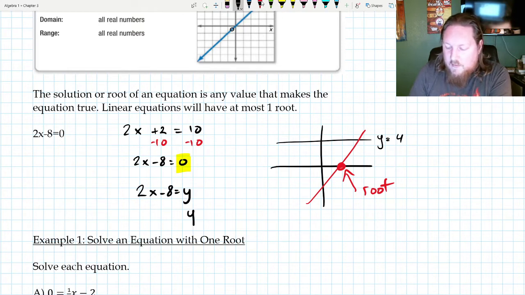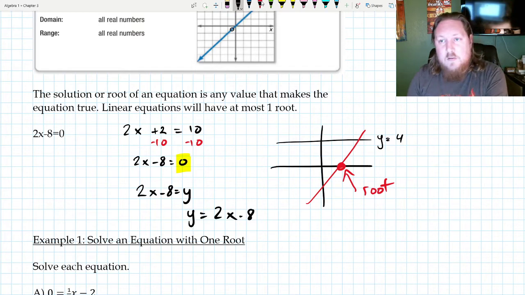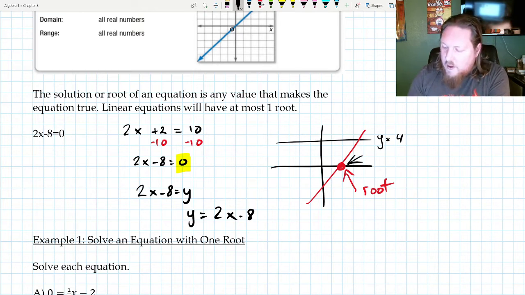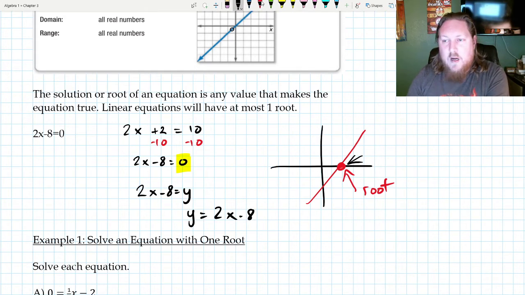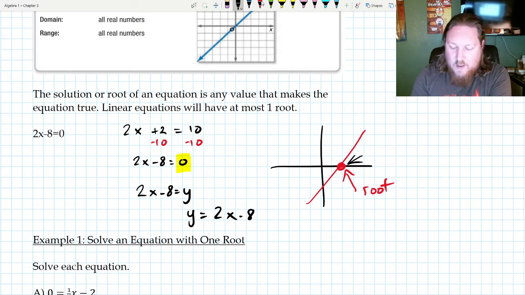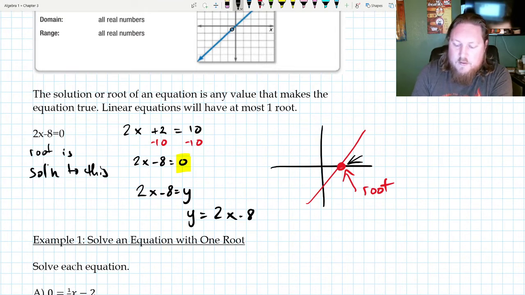Because now all of a sudden, that looks like some of the equations that we might be used to graphing. And what we're going to try to find is where does that cross the x-axis? And that is going to be what we care about. It's called the root, and it's actually the solution to this equation. So the root is the solution to this equation.